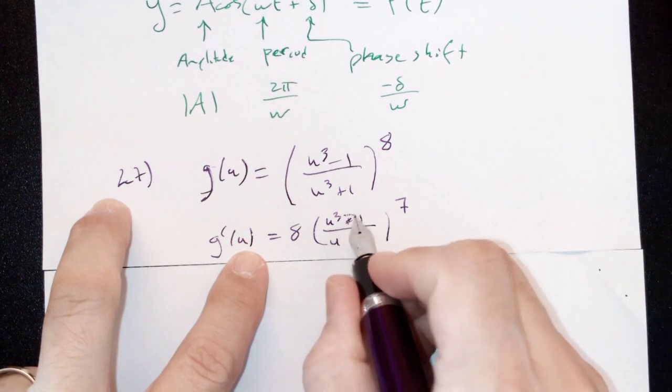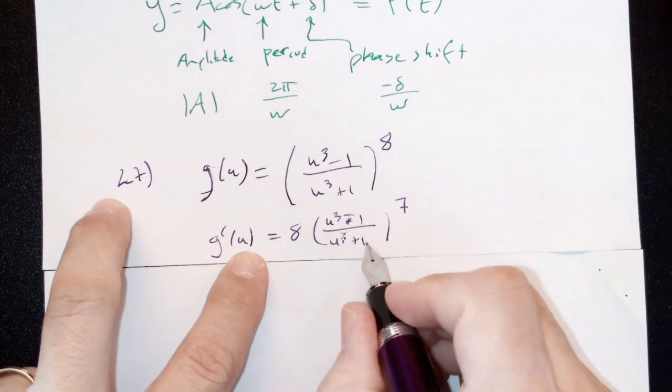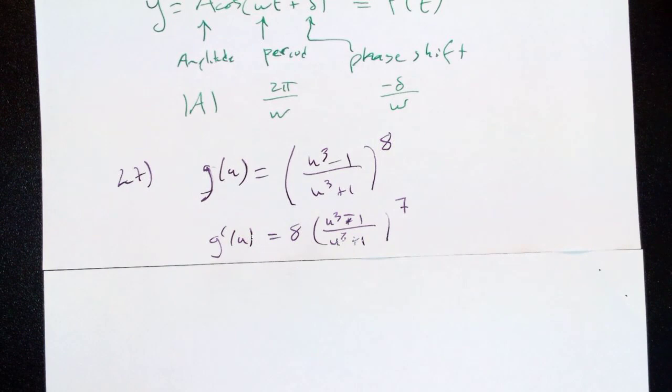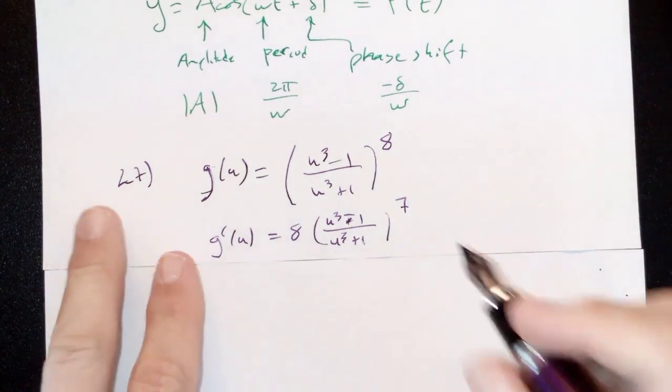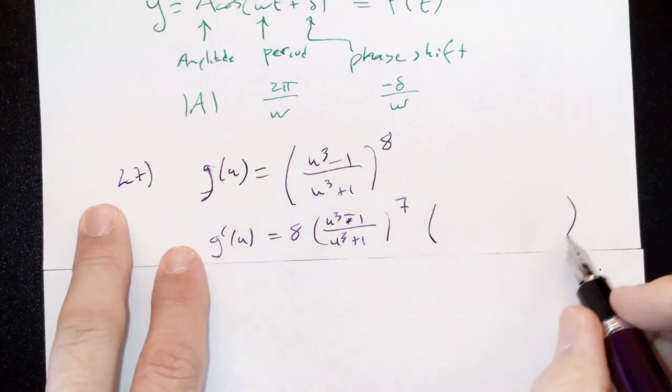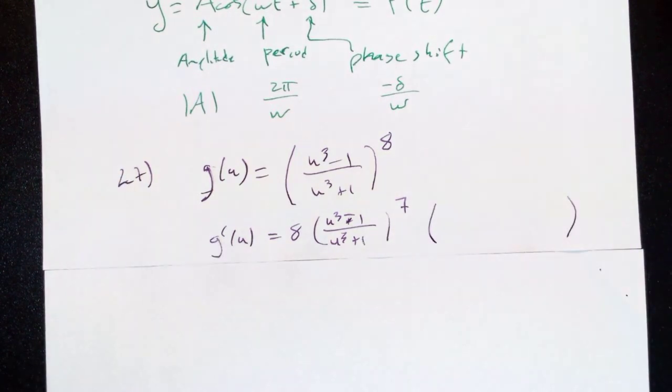Oh, it's a minus on top. It's a u cubed plus 1 on the bottom. Don't change the ugly. It's supposed to be the same. Now, chain rule. The derivative of the inside is rattling around in there. So I need the derivative of the ugly part. But that is a quotient rule. Because it's something over something. I'll do the quotient rule there.